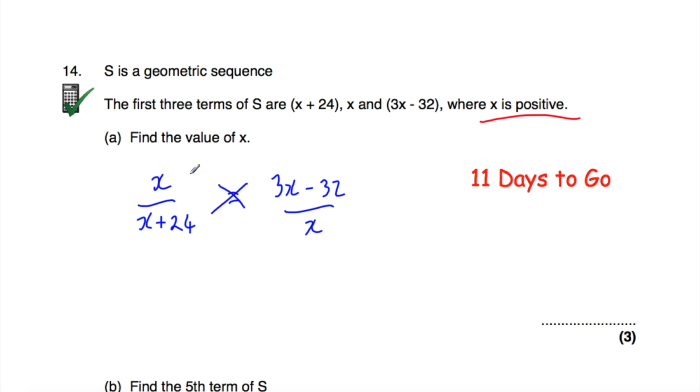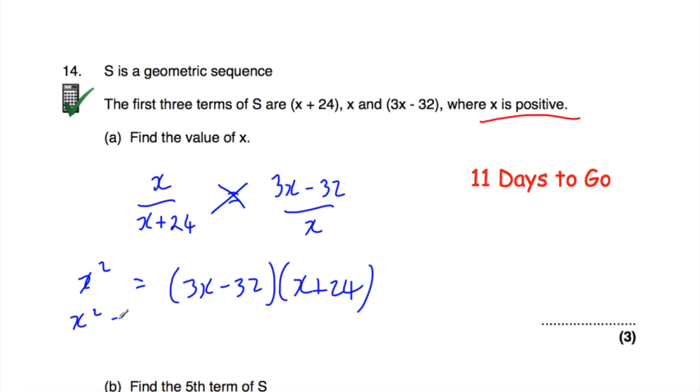That's to multiply this numerator by that denominator, so that'll be x squared, and then to multiply that numerator by that denominator and put them equal to each other. So 3x minus 32 times x plus 24. Okay, so we know that that times that is equal to that times that. Now we can just expand this and simplify.